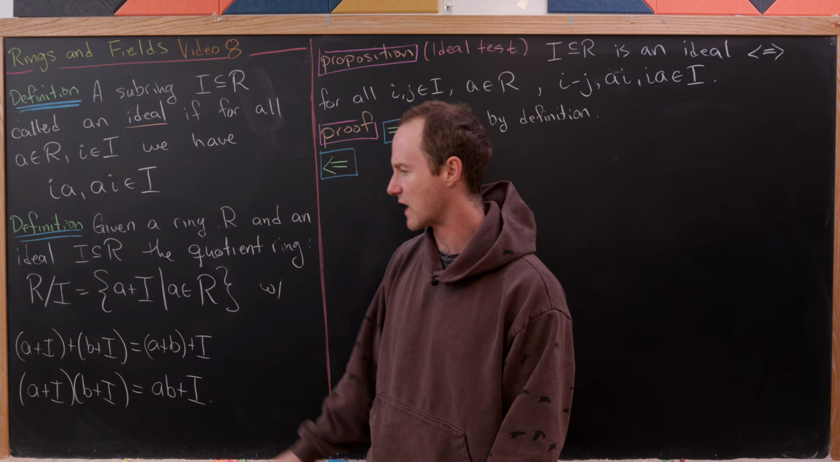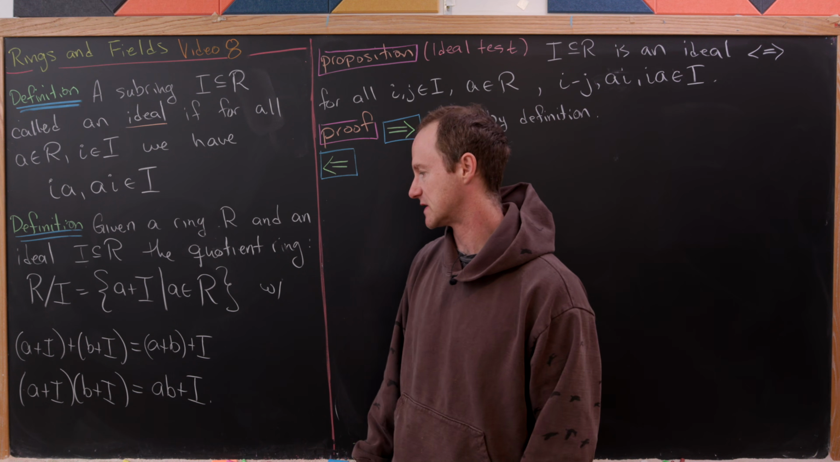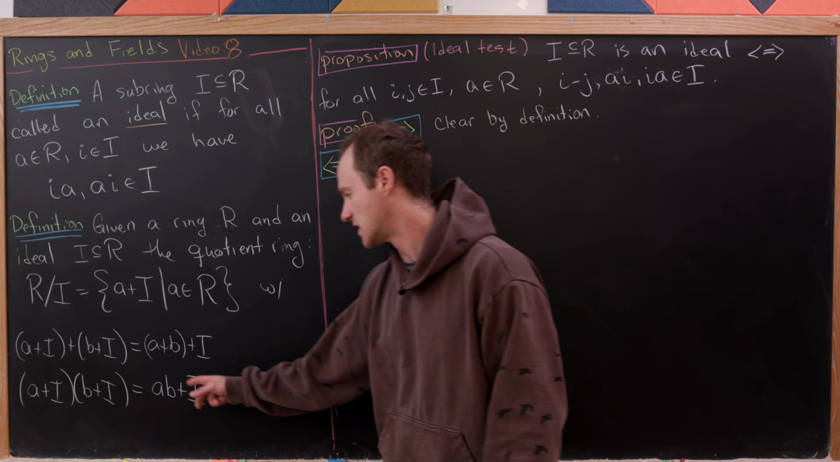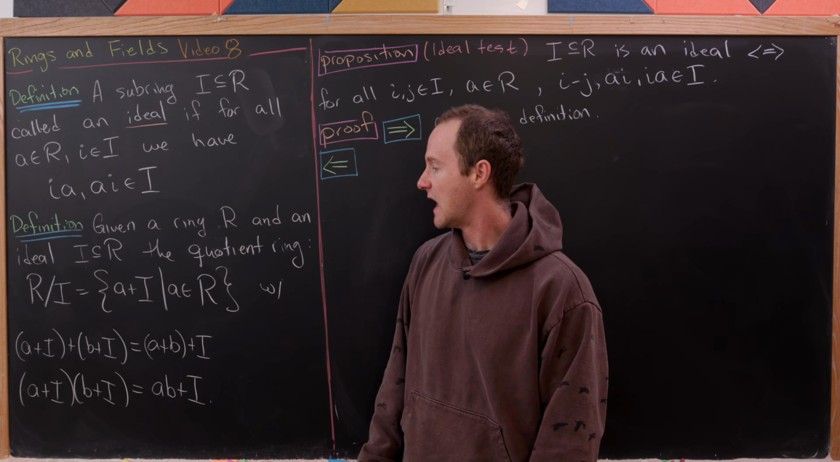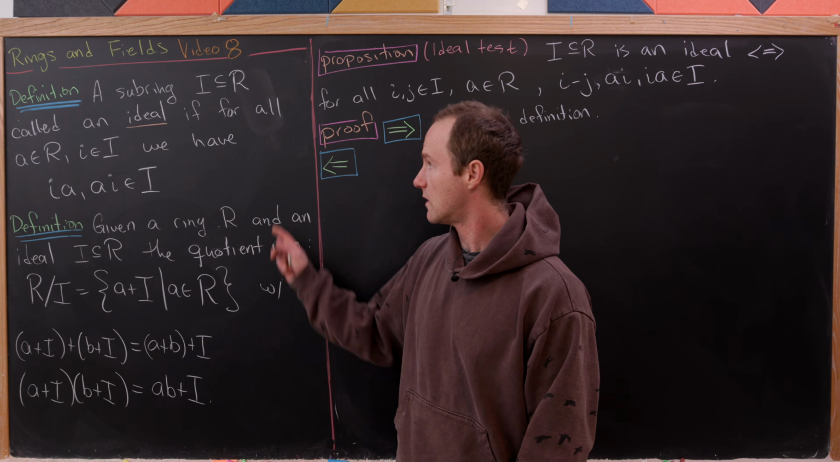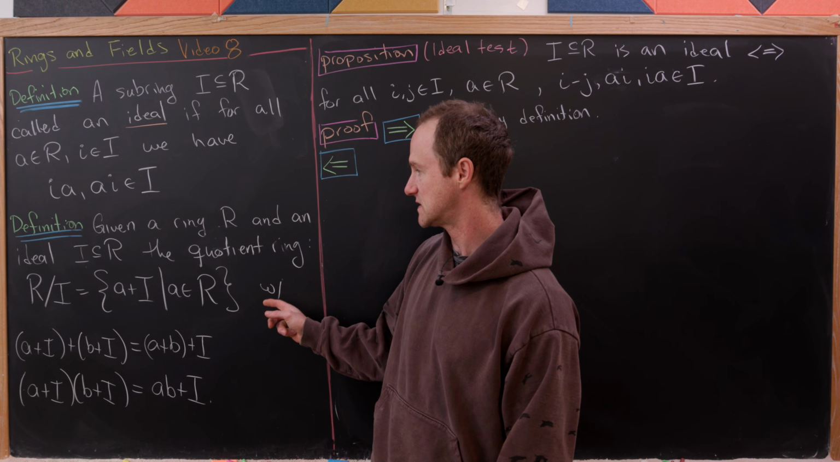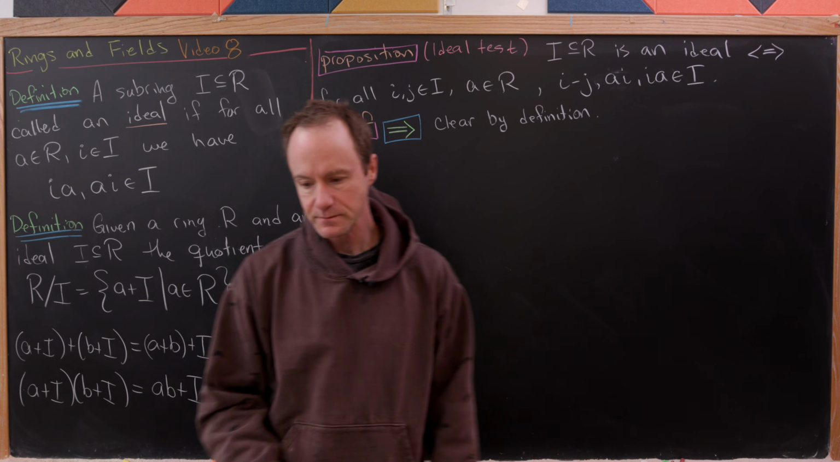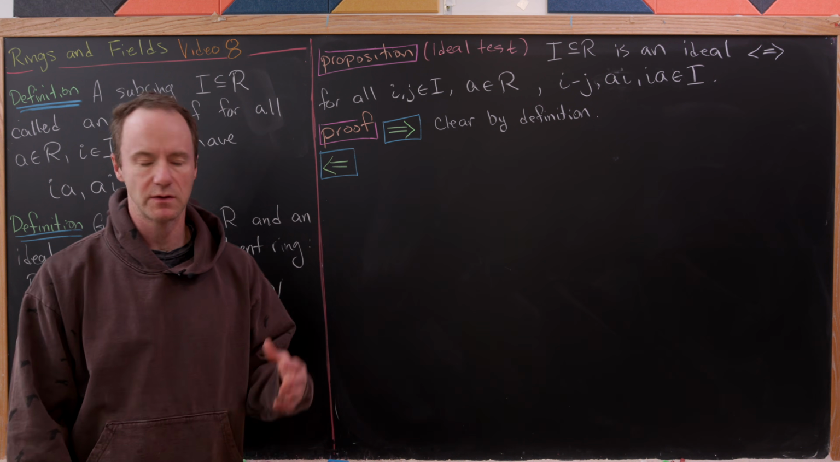And then down here we've got multiplication defined as a+I times b+I is ab+I. So the product of these two cosets is the associated coset of the product of the two representatives, if you will. And, well, this definition of an ideal up here was necessitated by wanting this quotient ring to actually be a ring.